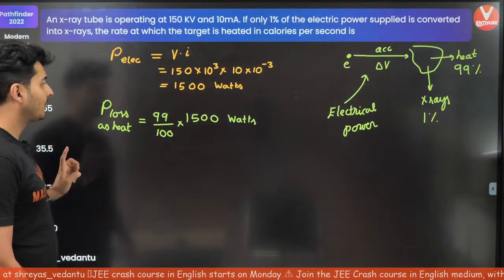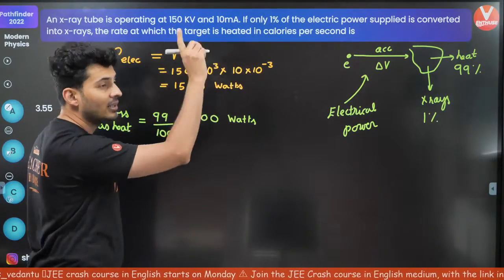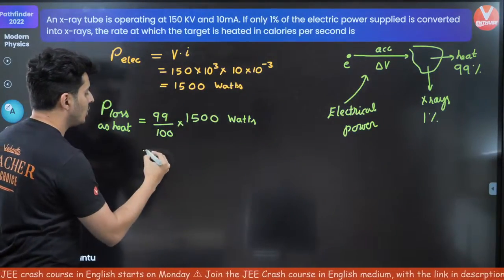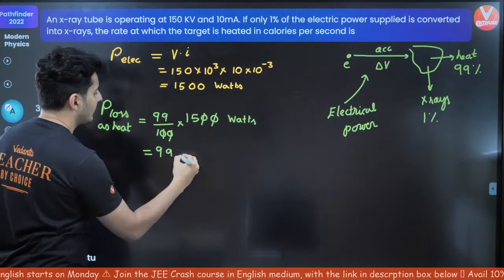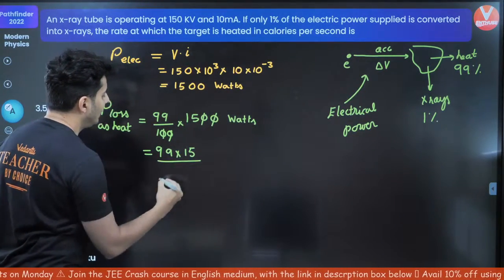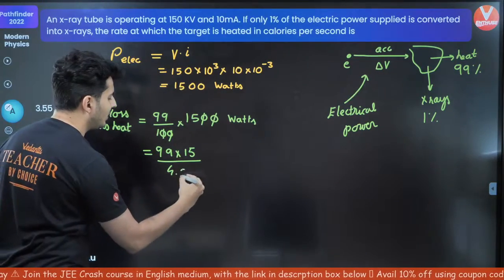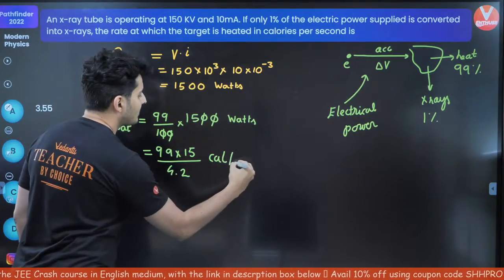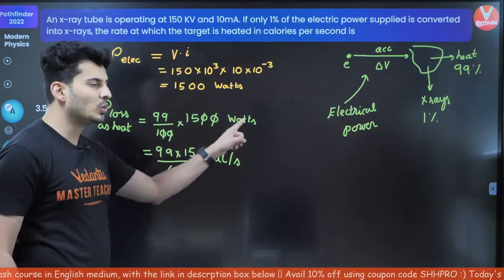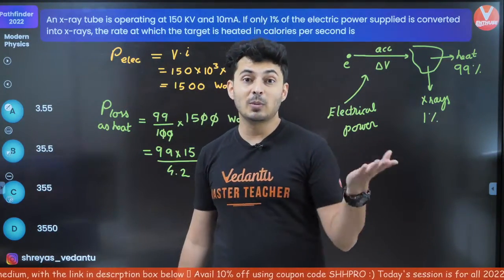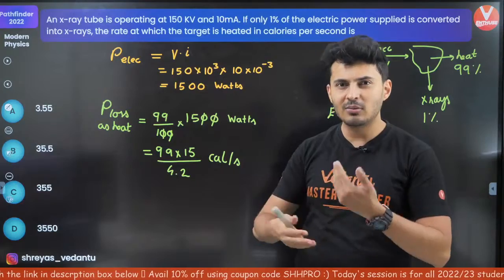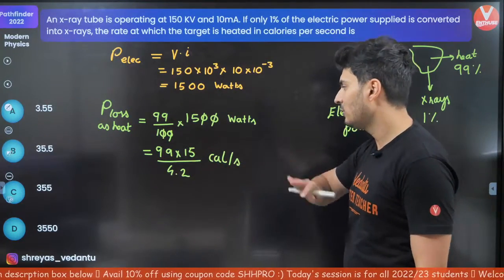Now, what you do next? You do not want it in watts. You want it in calories per second. So you just take care of first of all these zeros. So 99 into 15 divided by almost like 4.2, that will give you calories per second. Because this is joules per second, 1 calorie is 4.2 joules. So convert joules to calories by dividing it by 4.2.